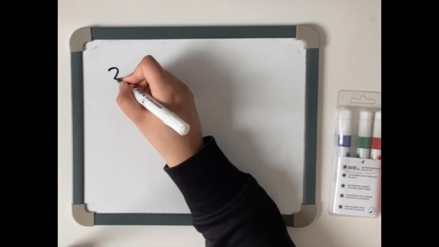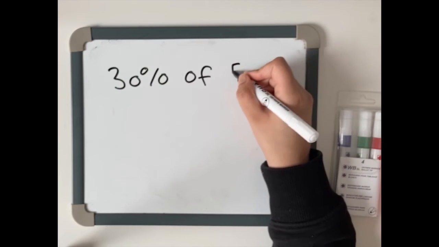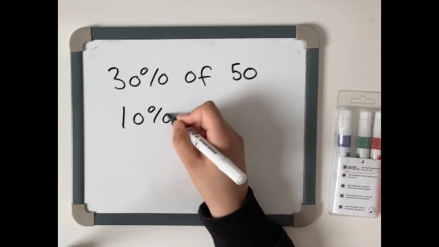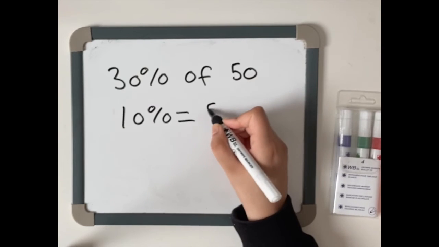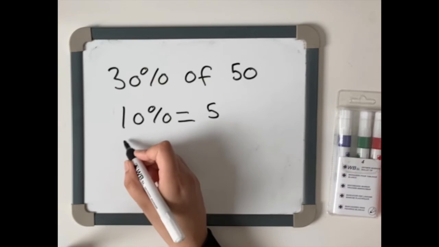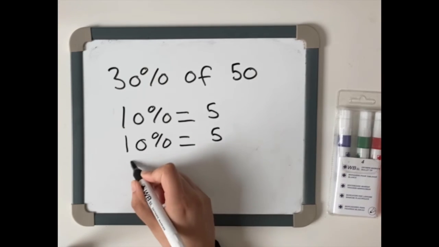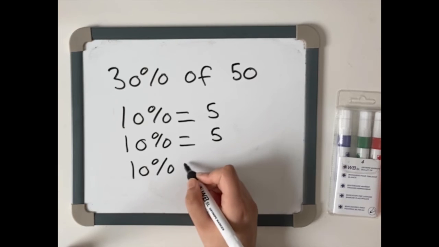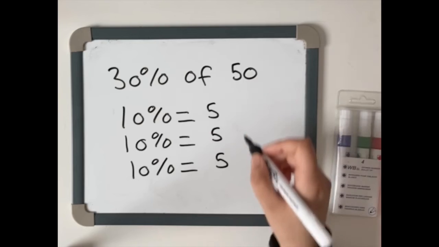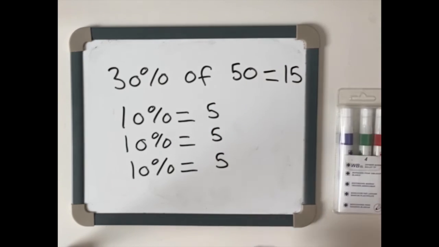Okay, let's do 30% of 50. Okay, we know 10% of 50 equals 5. We can do 5, we can just times it by 3, but like I said, I do want to go into it in detail. And let's add another 10%. 5, 10, 15. So 30% of 50 equals 15.